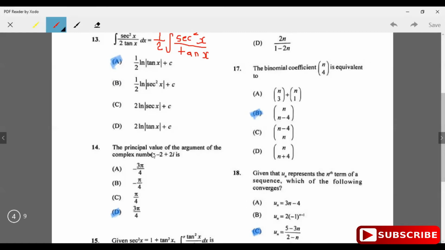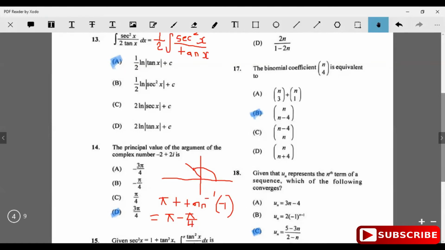Question 14 asks us to find the principal value of the argument of the complex number minus 2 plus 2i. The principal value is the tan inverse of 2 over minus 2, that is, minus 1. If I sketch this, 2 and minus 2 is in the second quadrant. So it's this angle we want. So it is pi plus tan inverse of minus 1, which is minus pi by 4. And so it works out to be pi minus pi by 4, which is 3 pi by 4. So that's option D right there.